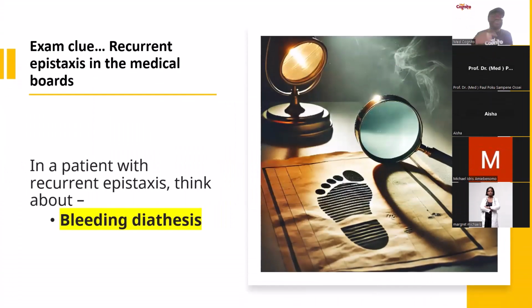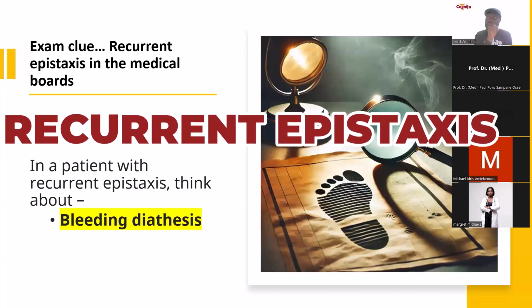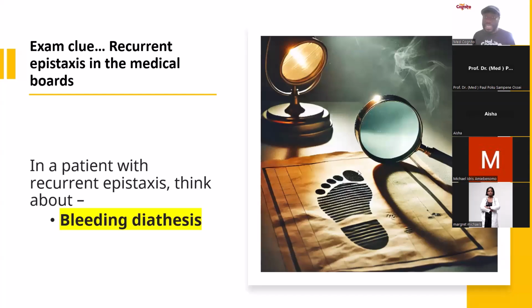Number two, second clue, if you have a patient who is presenting with recurrent epistaxis in your medical board exam, that's why I put this magnifying glass. It's like you're looking for clues, right? Think about a bleeding disorder. Recurrent epistaxis, the patient is not on any medication, no trauma, nothing. Think about a bleeding disorder, like von Willebrand's disease, like hemophilia, all those ones we mentioned, right? I'm just giving you clues so that you can be able to tell things apart so far as your board exam is concerned.